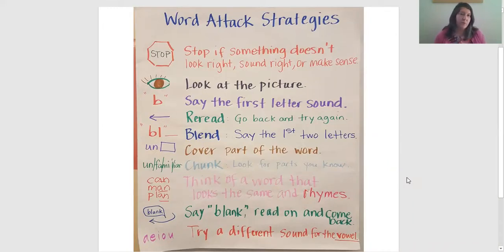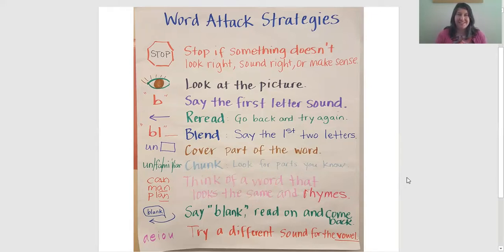Now, we don't just use one of these strategies, we use a lot of these different strategies together. So it's as if you have a toolbox, and these are your tools, and you can use them to work together to try to figure out words that you don't know. So the next strategy I want you to remember is to look at the picture. So when you're reading, you can look at the picture for any clues that might help you figure out that word you don't know, and try it out.